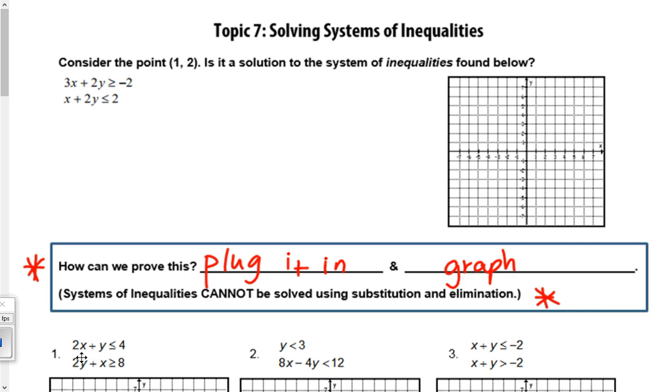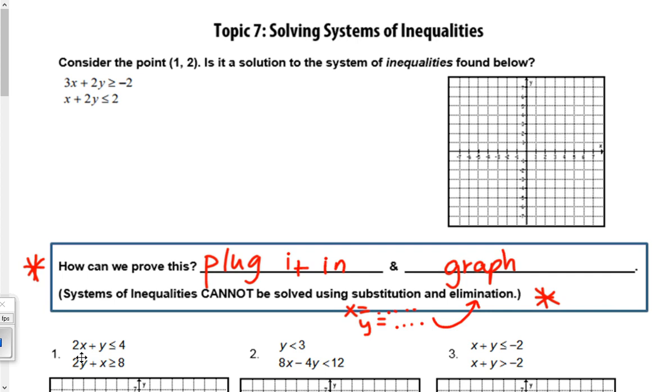That's because if you think about substitution, we always want it to be like x equals blah blah blah, or y equals blah blah blah, right? Well, if we're going to have an inequality, we're never going to know what x or y is actually equal to. So we're not able to use substitution, and really, substitution is a part of elimination. So we can't do either one of those methods with inequalities. All we can do is graph or plug in a point to test it, okay?